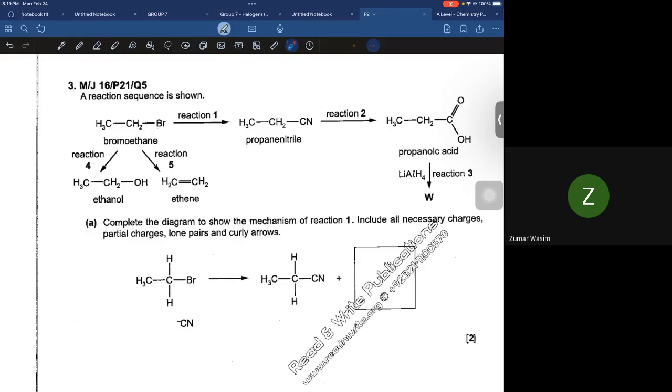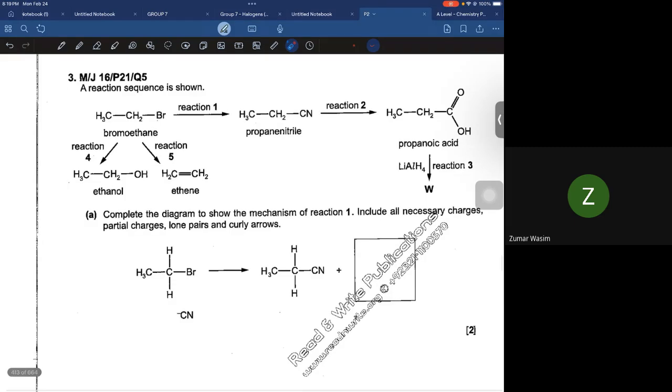Again they are asking to complete the diagram to show the mechanism of reaction 1, include all necessary charges. Again they are asking for the dipoles. So this is partial negative, this is partial positive, and this has a lone pair of electrons, it's going to attack, like this you will see, and Br negative is removed. That's it.